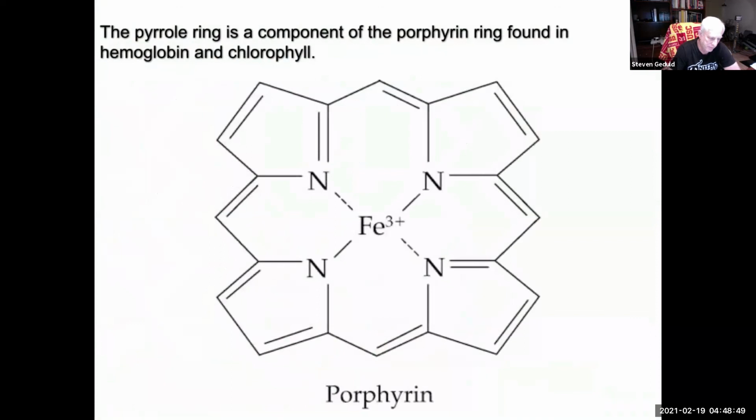Okay. The pyrrole ring is a component of the porphyrin ring found in hemoglobin and chlorophyll. That's what blocks in your iron. Iron is what attracts what builds with the hemoglobin. The hemoglobin binds the oxygen in the ring to carry to different parts of the body. Again, it's a conjugated ring structure. Here's a double bond, single bond, double bond, single bond, double bond, single bond, and so on. It's a conjugated system. Conjugated systems in chemistry are very, very stable.